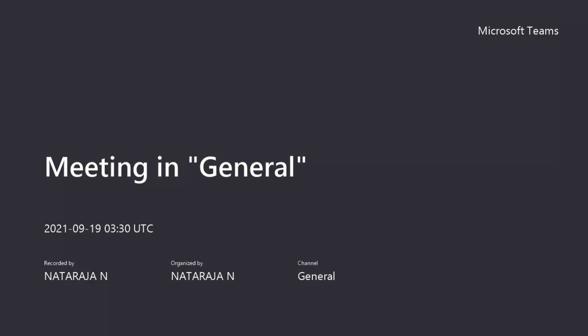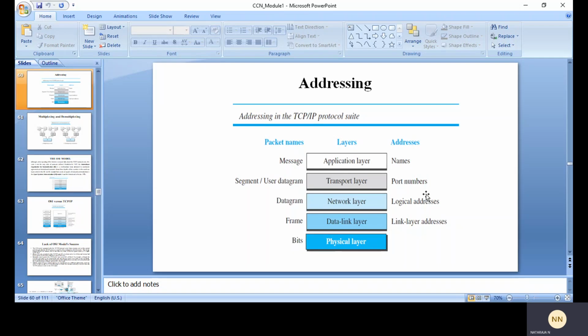Next we'll move on to the addressing in the TCP/IP protocol suite. Here we can observe some of the layers I have defined. Usually we are going to discuss only 4 layers. Here this layer is the physical layer, which is used to transmit the data.